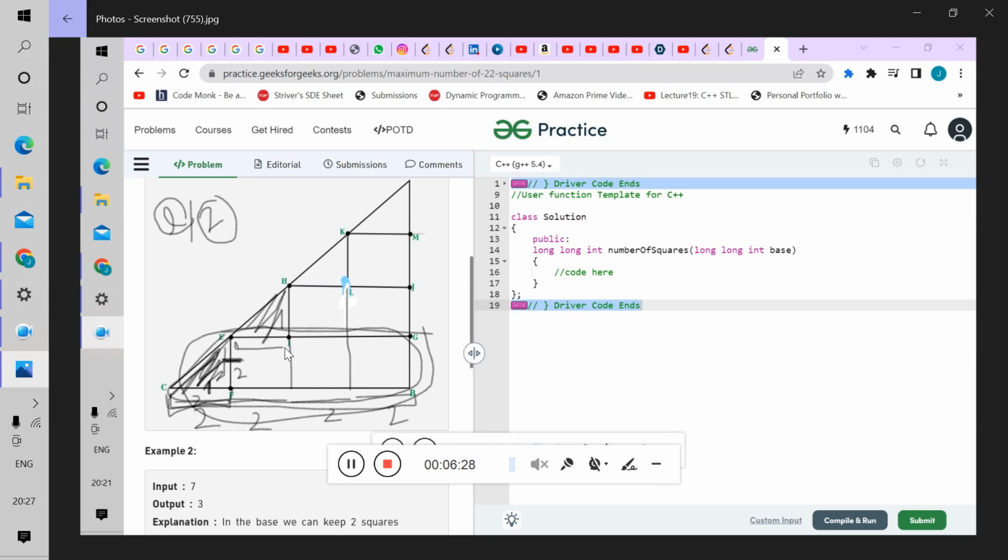So in this level we have a triangle with base of length 2, right? In this we have a triangle with base of length 2, right? In this we also have a triangle with base of length 2. So what we are trying to do is that I will start from the end, and suppose we are given a base length of 8, right?